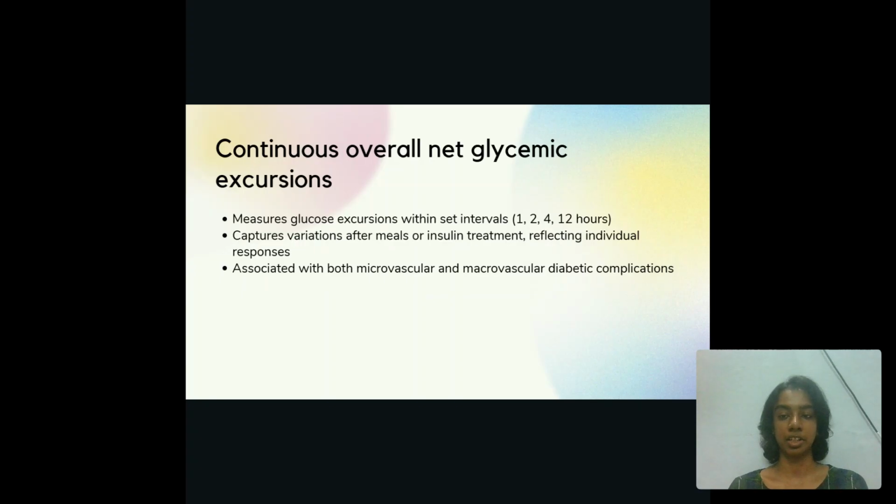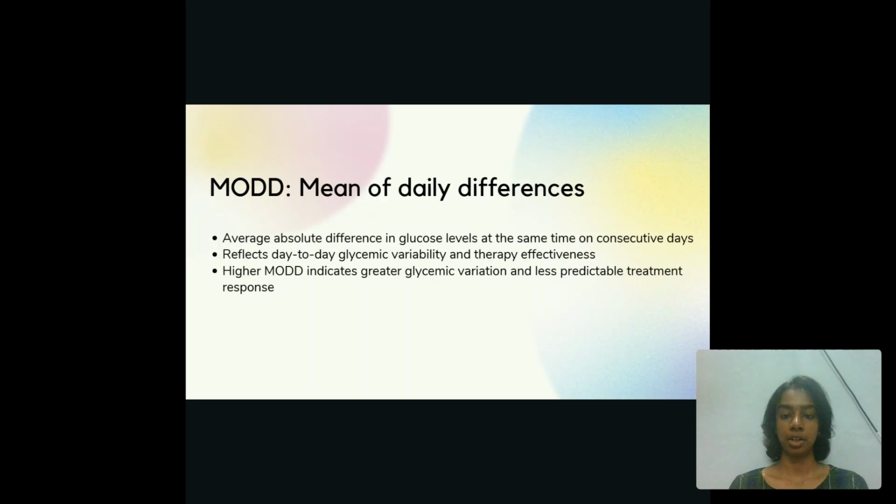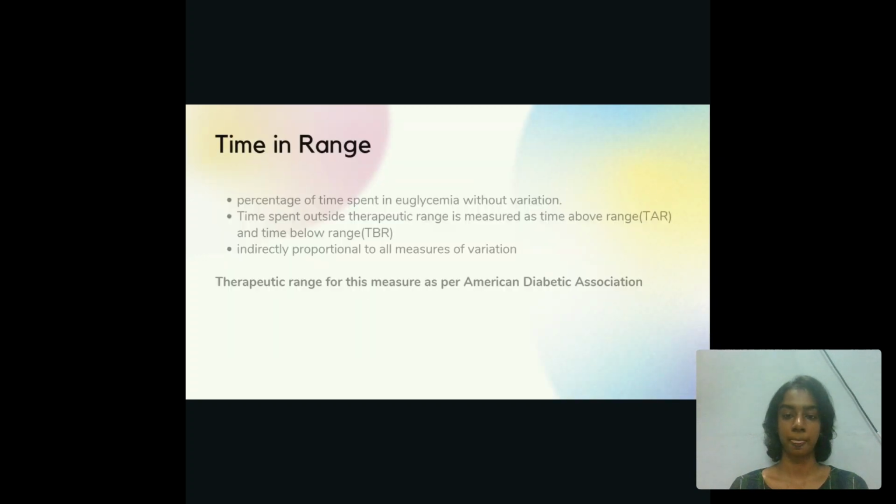Continuous overall net glycemic action. This looks at the glucose changes over set intervals and can catch patterns like post-meal spikes. Moving on to MODD, or the mean of daily differences. This measures the average difference in glucose at the same time on consecutive days. A high MODD indicates erratic day-to-day glucose levels, suggesting less predictable treatment responses and outcomes.